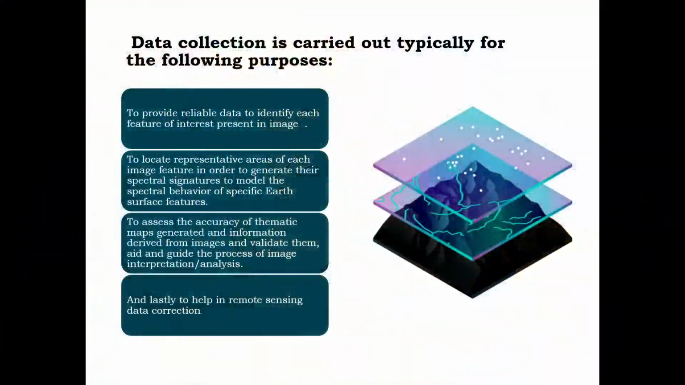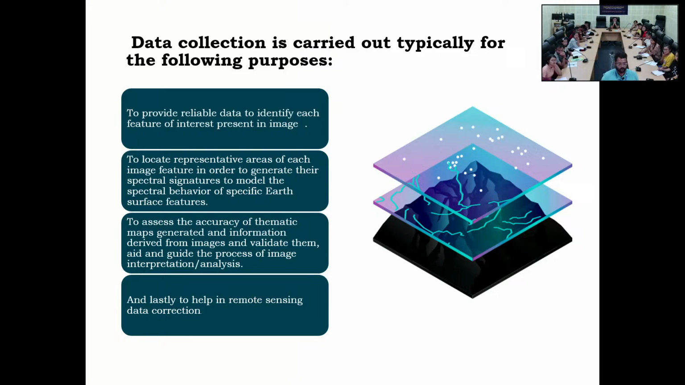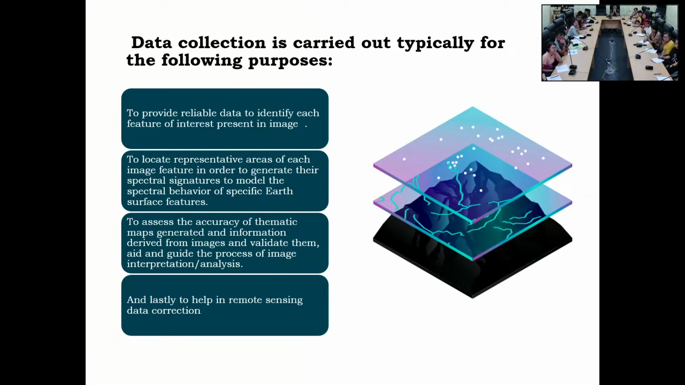Then second, to locate the representative area of each image feature in order to generate their spectral signature, to model the spectral behavior of specific Earth surface feature. What does it mean?